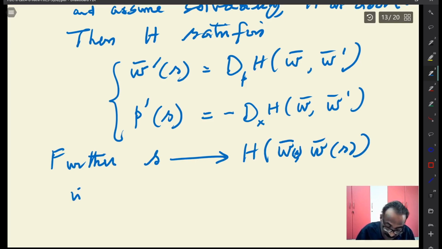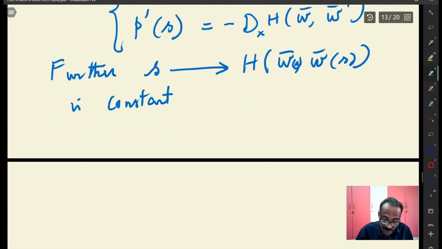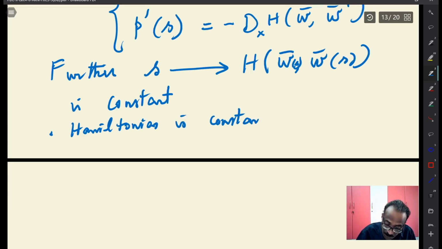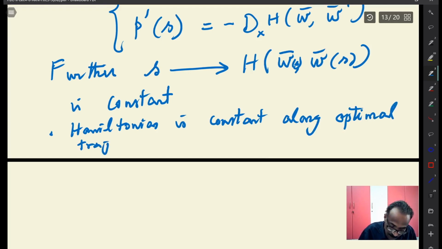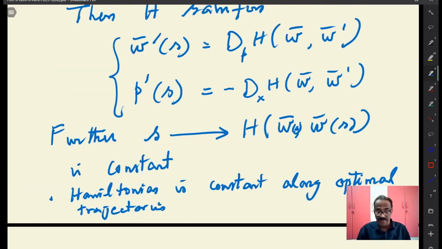S going to the Hamiltonian H of W bar of S, P of S is constant. That means that the Hamiltonian is constant along optimal trajectories. And if you recall in the introduction, when I introduced the Hamilton-Jacobi equations and the corresponding characteristic curves, these are kind of characteristic curves which you have.